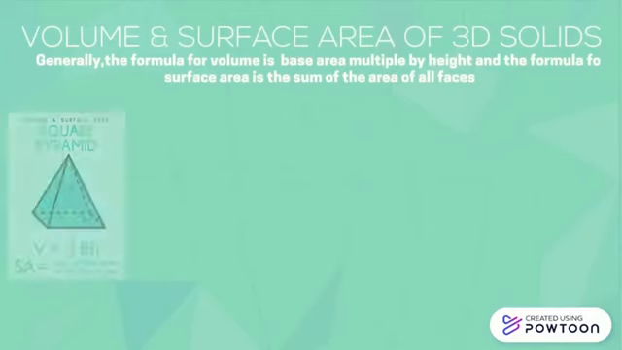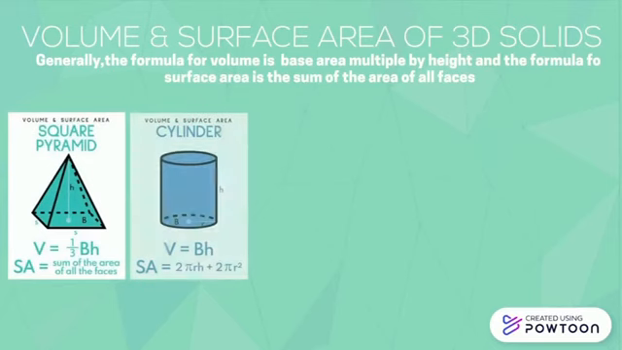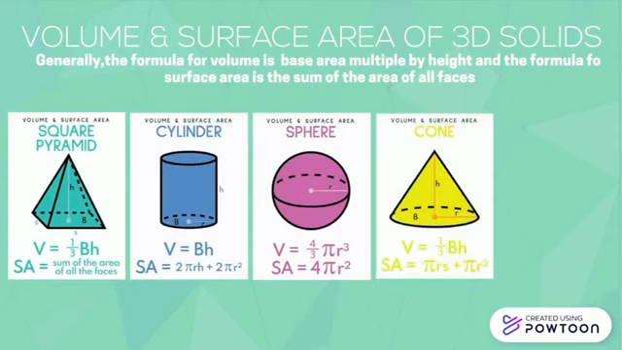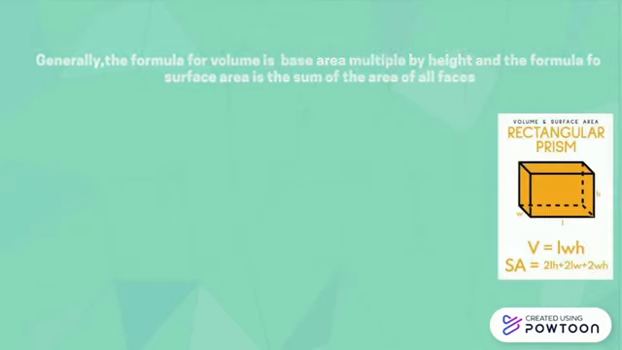Volume and surface area of 3D solids. Generally, the formula for volume is base area multiplied by height, and the formula for surface area is the sum of the areas of all faces. Here we can see square pyramid, cylinder, sphere, cone, and lastly, rectangular prism.